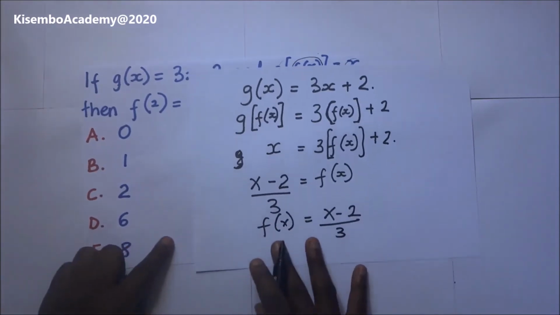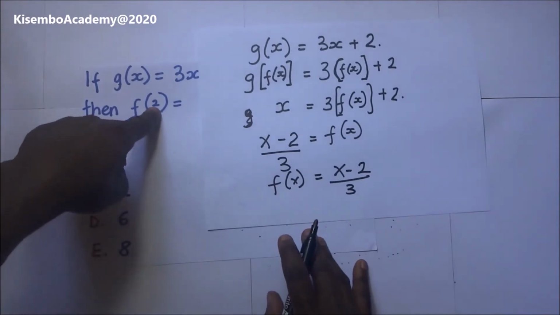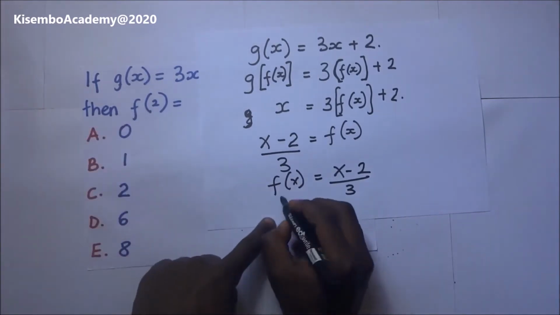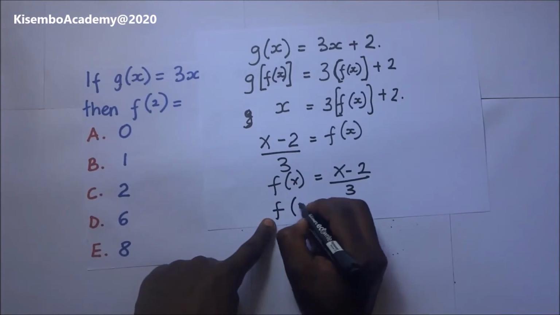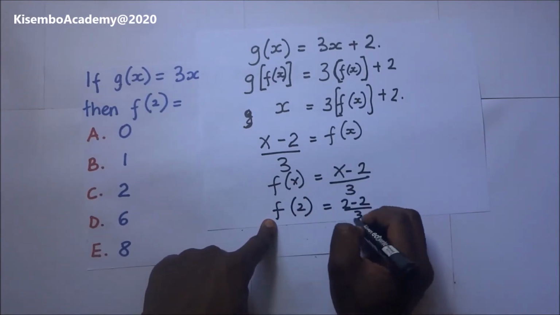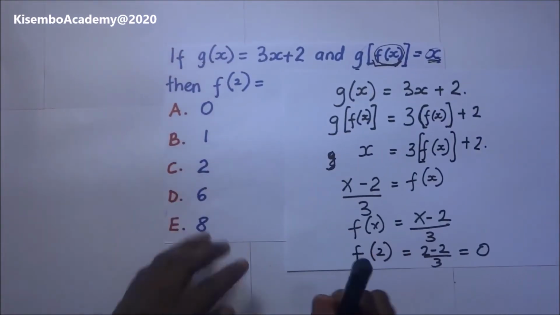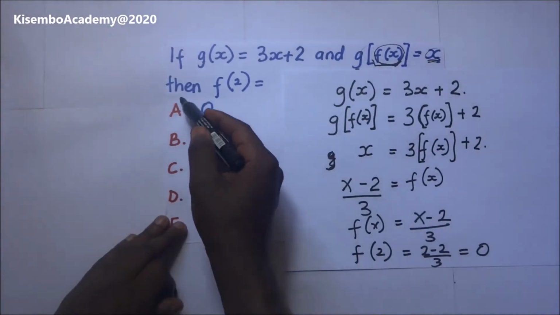But now the question requires us to find the value of f where the input is 2. So we shall do exactly that here. So f where the input is 2 is going to give us 2 minus 2 over 3, and this is going to give us 0. So from our options here, the answer is A.